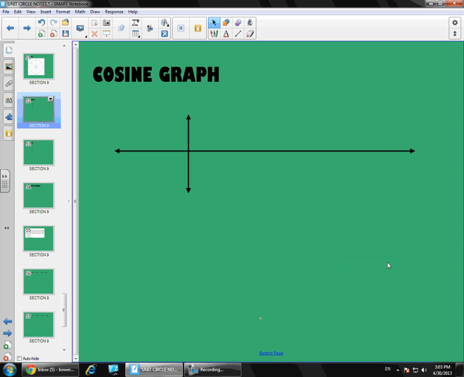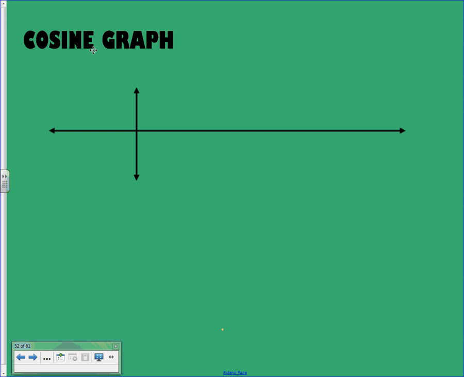Section 10.9 is solving for sine of theta. So first, I want to look at the cosine and the sine graph. If we look at the cosine graph, and this is what we worked on yesterday, we labeled between -1 and 1, and then we labeled every 90 degrees. So it's a good review from yesterday.